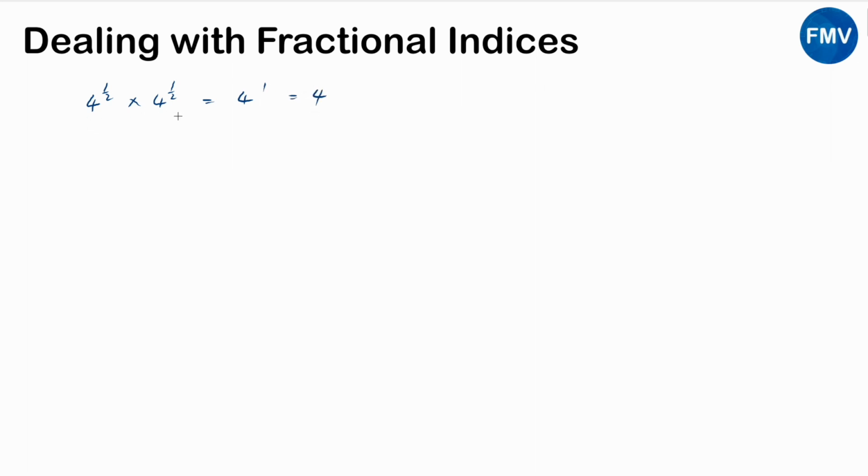Now thinking about this, that is the same as saying the square root of 4 multiplied by the square root of 4. Well, square root of 4 is 2, times the square root of 4 is 2, 2 times 2 is just 4. So a to the power of a half is just the square root of a.